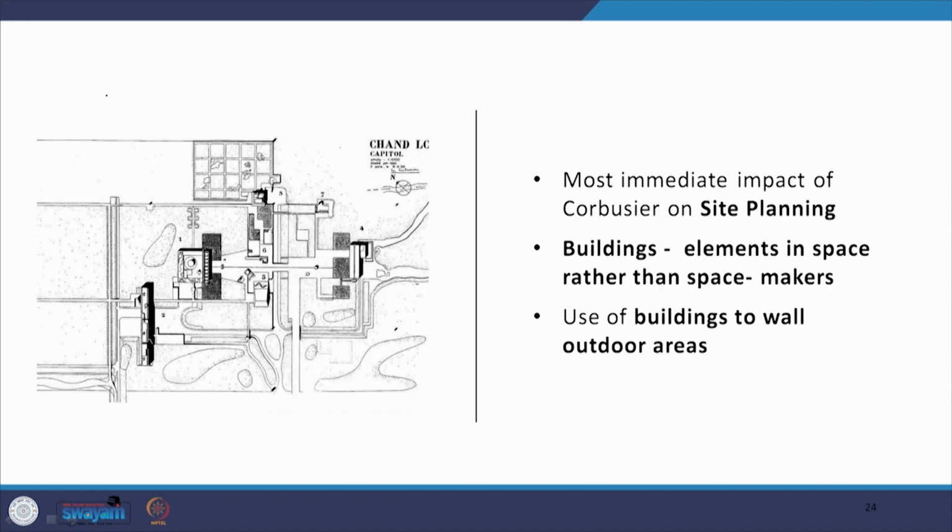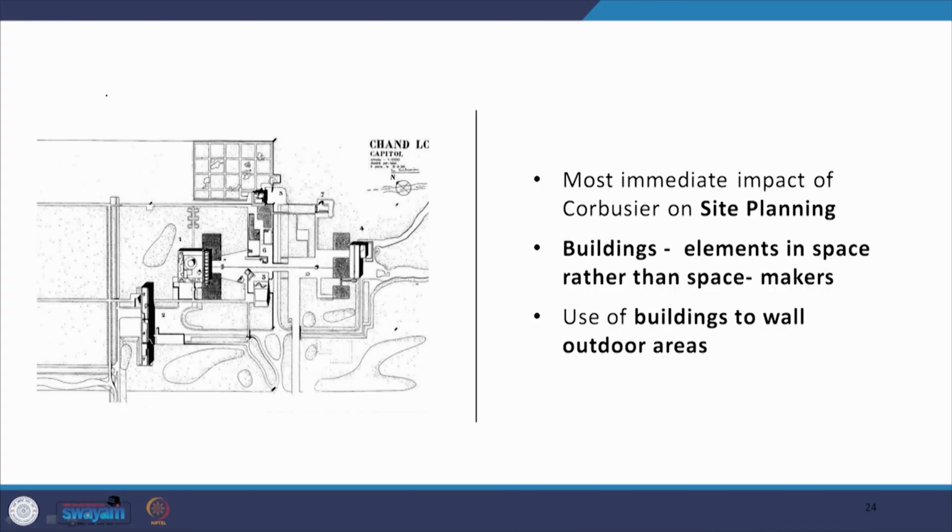The most immediate impact that Corbusier had on site planning was that buildings are elements in space rather than makers of space. I will repeat that: buildings are elements in space rather than makers of space. So the buildings are used to wall outdoor areas. There is a space, for example the open plaza of the capital complex, and the buildings act as if they are the boundaries of the space defining the open plaza.